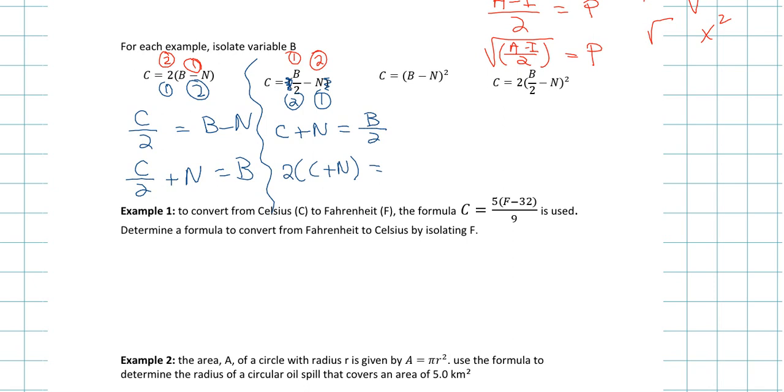Is there a difference between writing this and writing this? Yes, there is. This one is only twice of C plus N. This is twice of C and twice of N, right? Because technically, if I distribute this, there's twice of N as well, right? So there is a difference. The brackets are important.